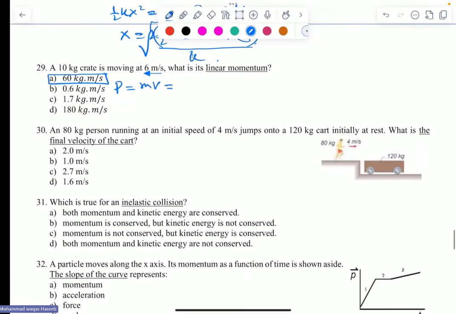Question number 30. Doctor, can you repeat question number 28, please?